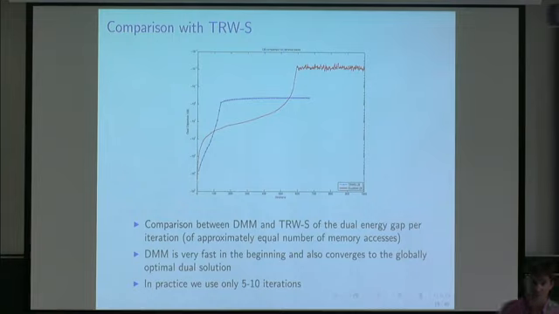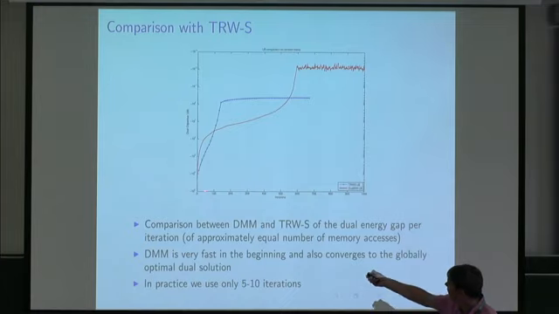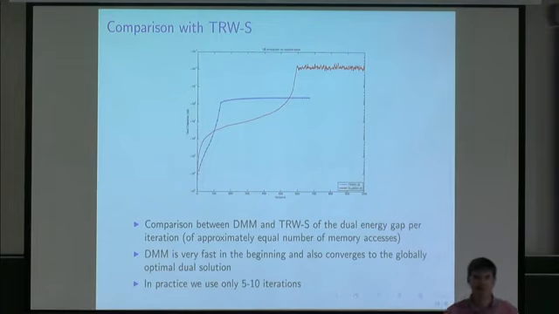However, in practice, we use only 5 to 10 iterations. So the region where we are interested in is somewhere here. So in here, you see that this parallel version works quite well. So this is the number of iterations. Now let us compare the time per iteration.